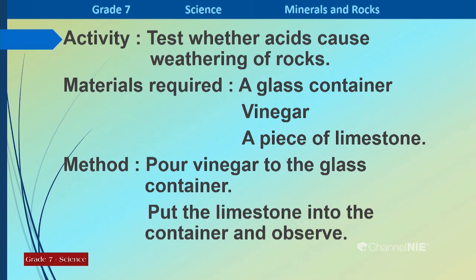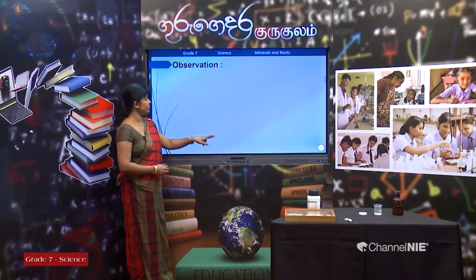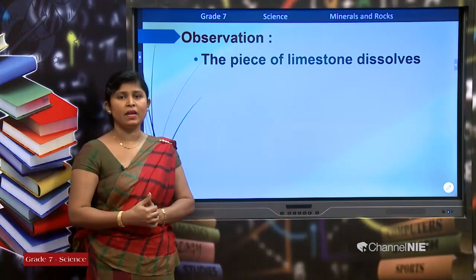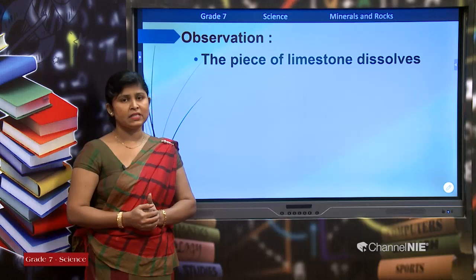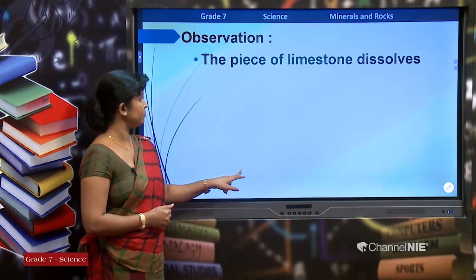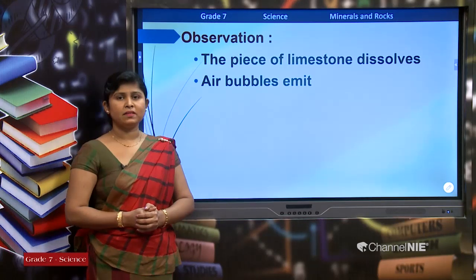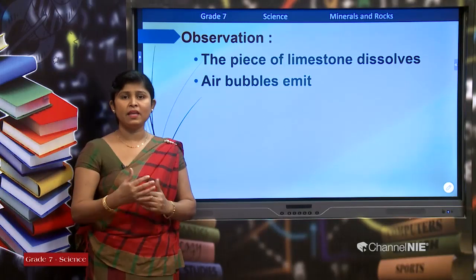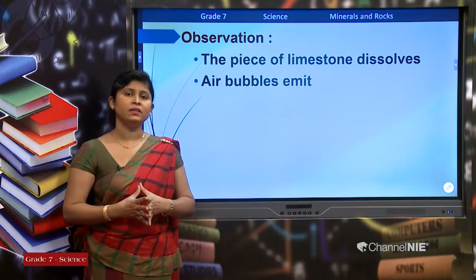Let us see the observation. The observation is the piece of limestone dissolves. Yes, the pieces of limestone are dissolving. Right? You observe that there was a chemical reaction taking place, and as a result of that chemical reaction, the air bubbles were releasing and the pieces of limestone dissolved. Actually, these two observations prove to us that there was a chemical reaction taking place.